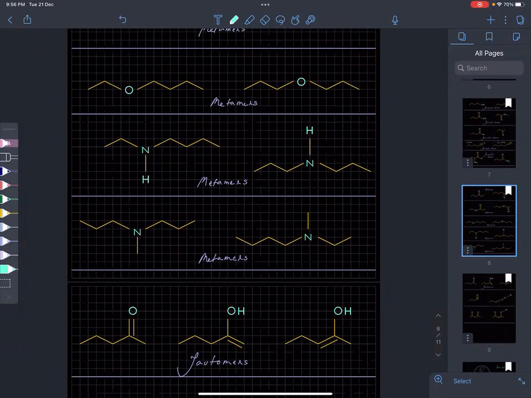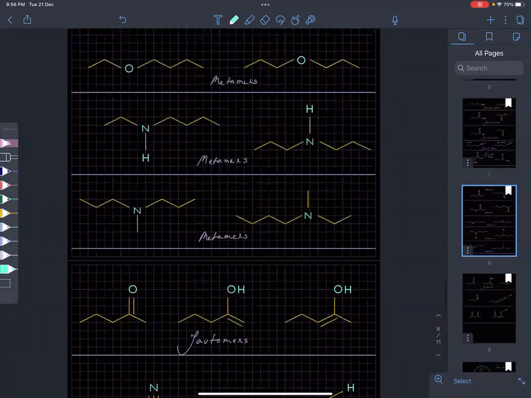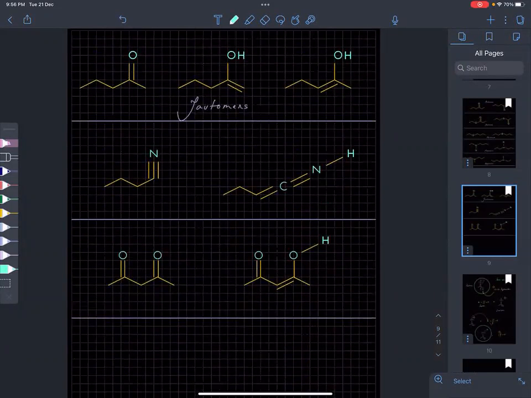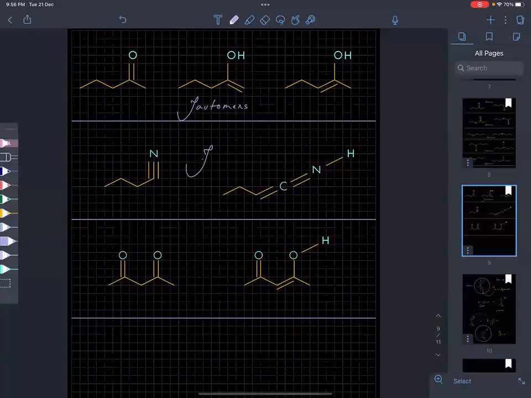Okay, fine. So, for tautomerism, what do we need? We need alpha hydrogen. Clear? Alpha hydrogen. Now, these two are also tautomers.